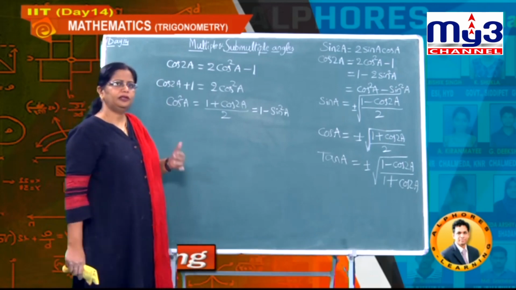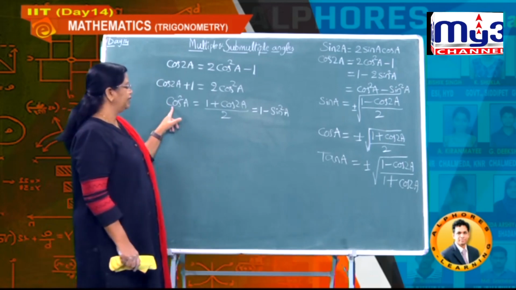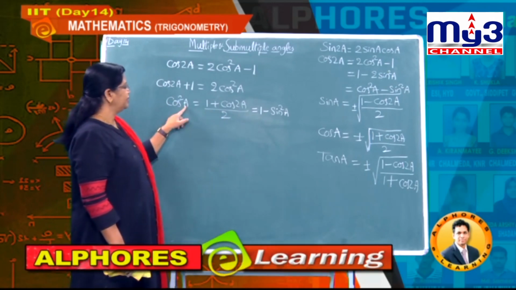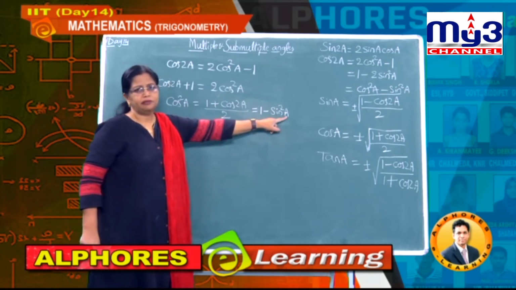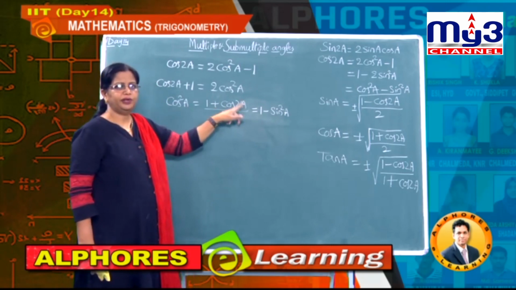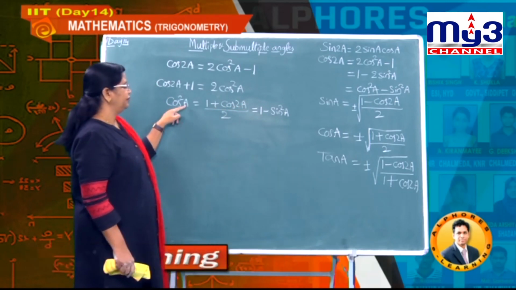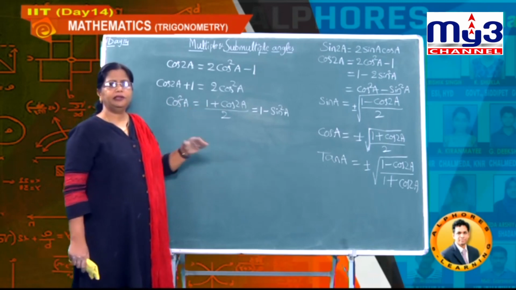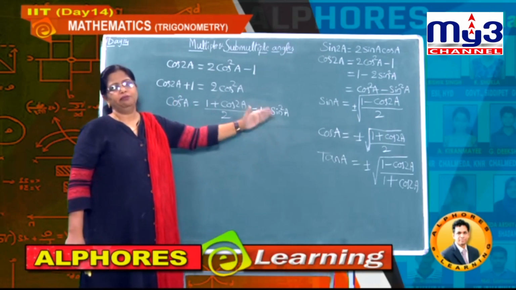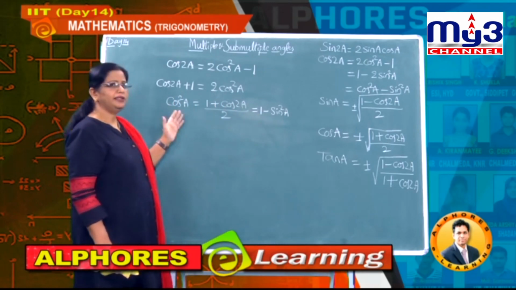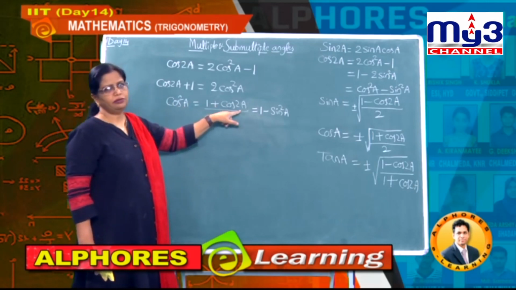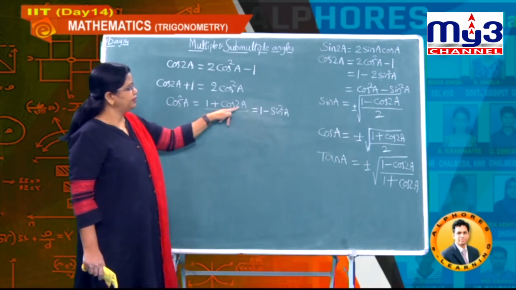That means you may have doubt about where to apply which formula. Here you observe that the angle is a only, whereas here you got 2a. So whenever you don't want to change the angle in the problem, proceed with the old formula, 1 minus sin square a. But if you require a change in the angle, especially a multiple of 2, then you have to make use of this formula. Here a, here you got 2a.